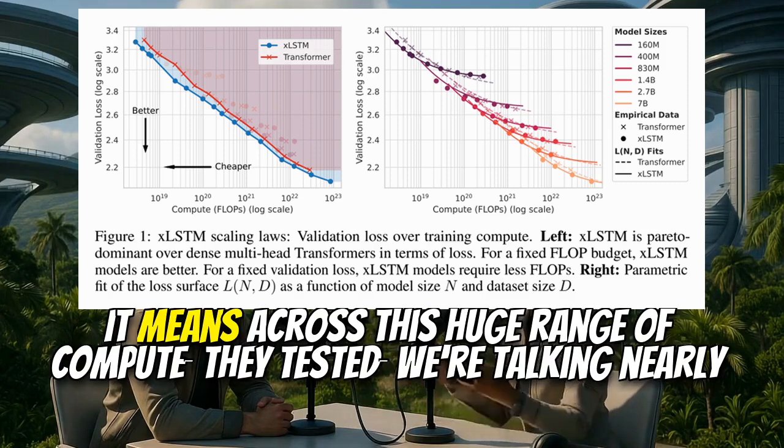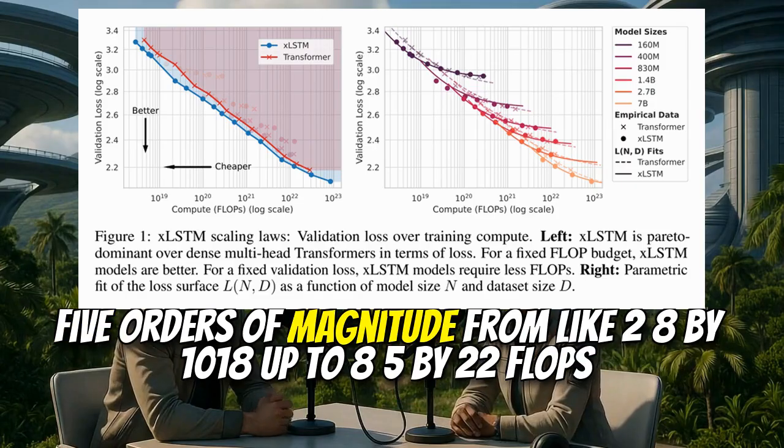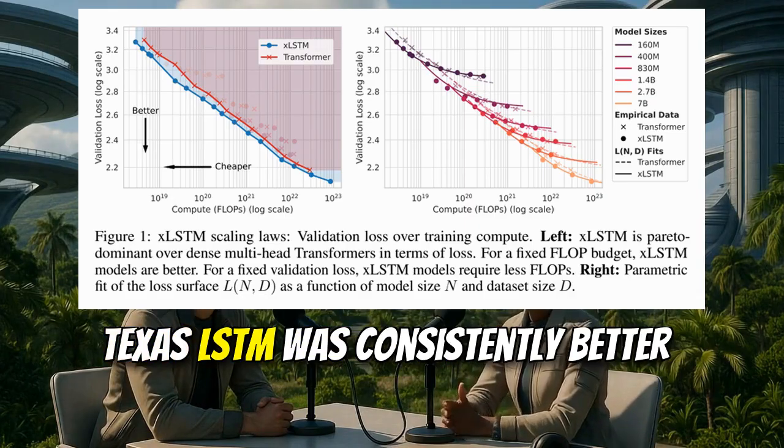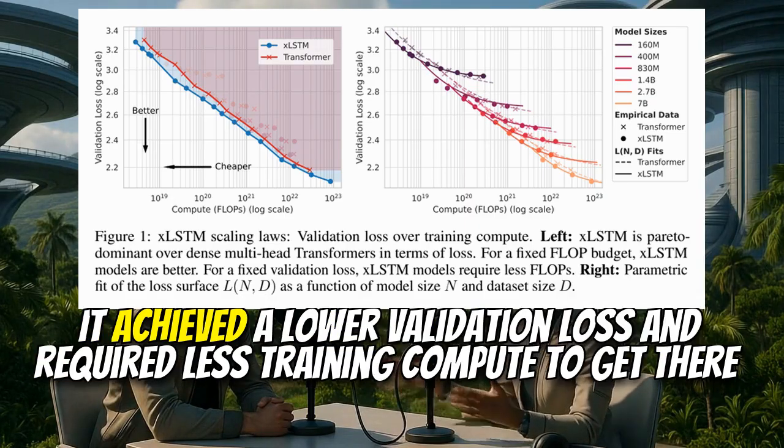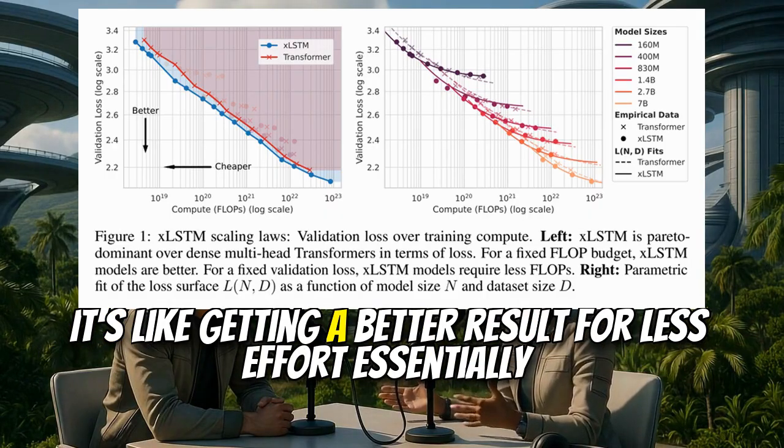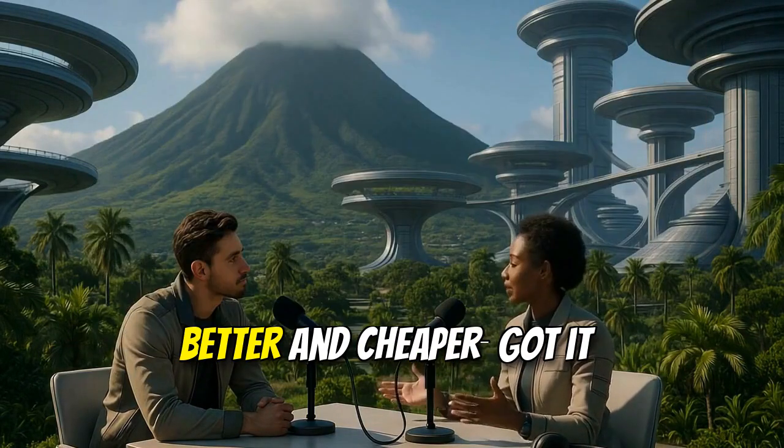Right. It means across this huge range of compute they tested, we're talking nearly 5 orders of magnitude, from like 2.8 x 10^18 up to 8.5 x 10^22 FLOPs, wow, okay, xLSTM was consistently better. It achieved a lower validation loss and required less training compute to get there. It's like getting a better result for less effort, essentially. Better and cheaper. Got it.